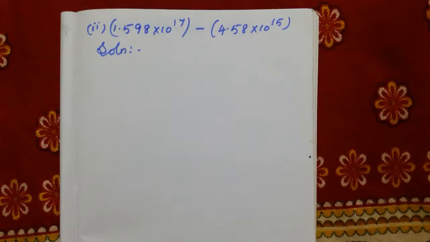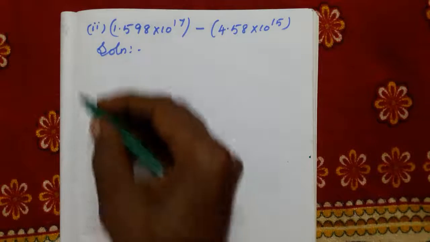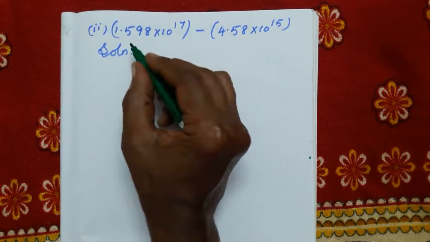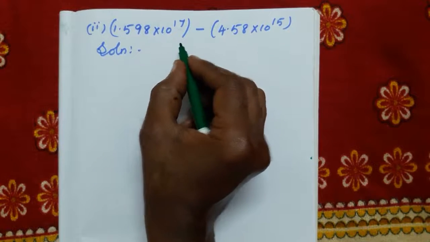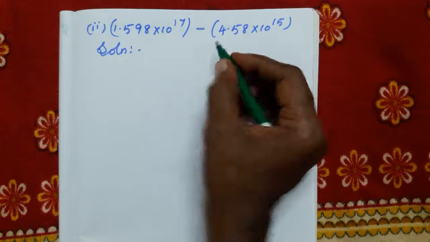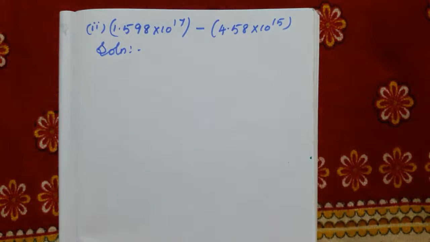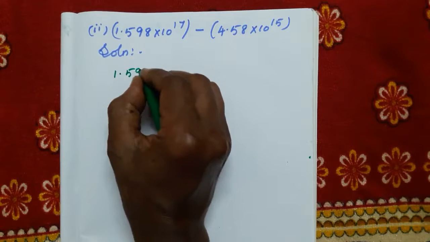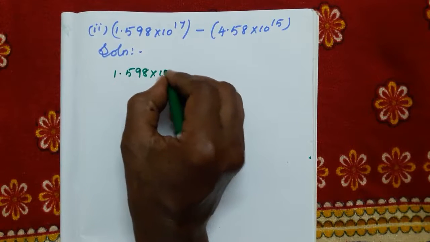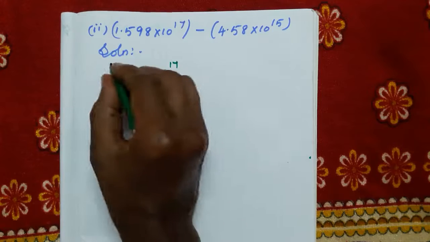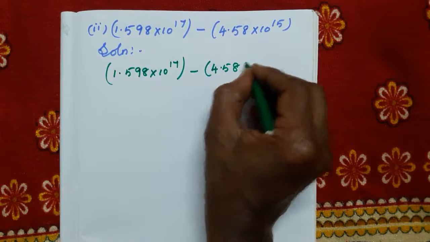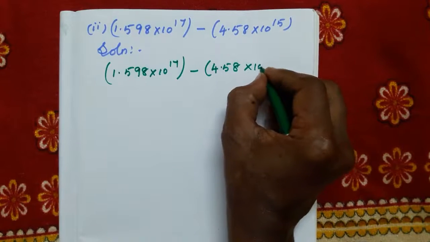Next, exercise 2.8, same exercise, fifth one, second problem. 1.598 into 10 power 17 minus 4.58 into 10 power 15. First, 1.598 into 10 power 17 minus 4.58 into 10 power 15.